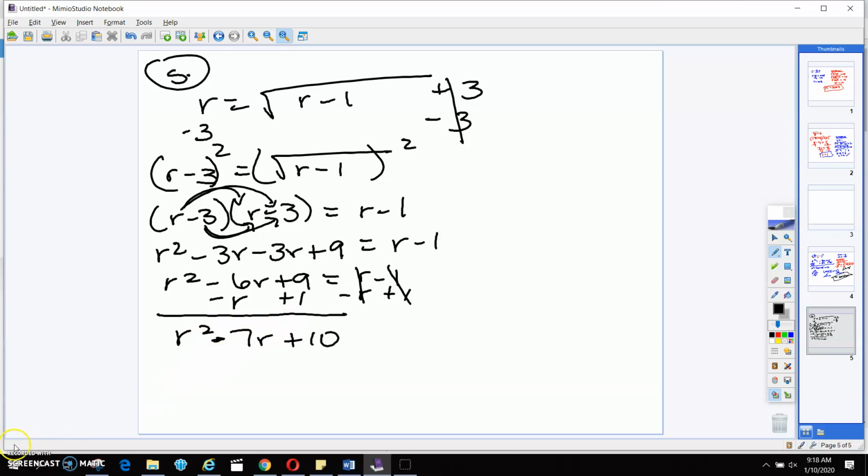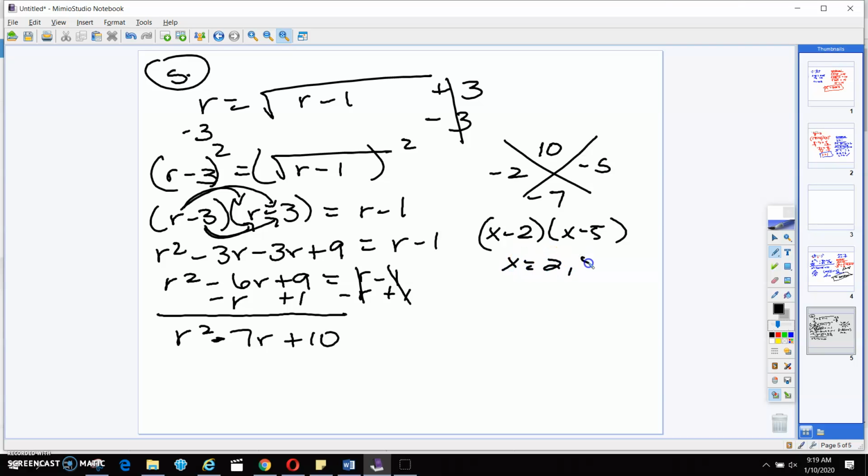We're not done yet. Now we do the x. The big X is going to be a times c, which is going to give me 10. Negative 7 is going to go in the bottom. What two numbers will make that happen? Negative 2 and negative 5. So if we write this out in factored form, we're going to get r minus 2, r minus 5. So when we solve, we're going to get r equals 2 and r equals 5.